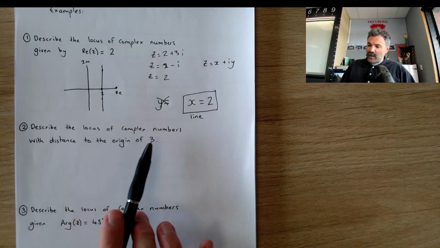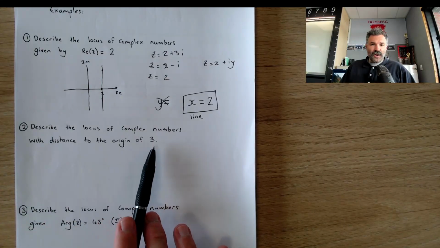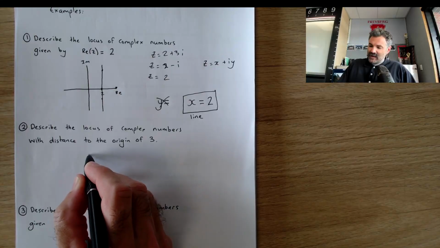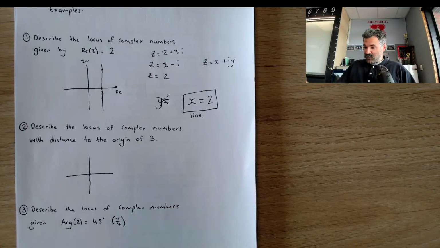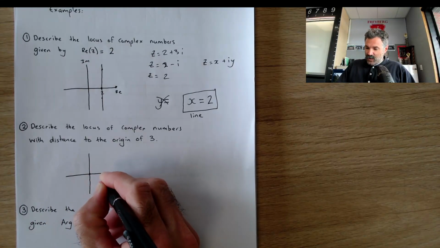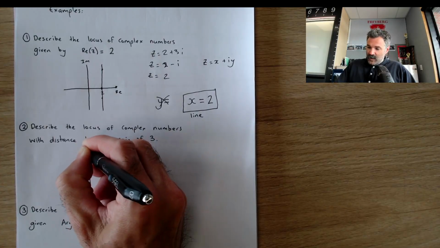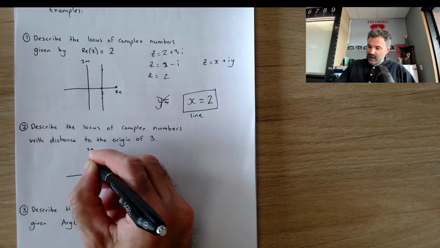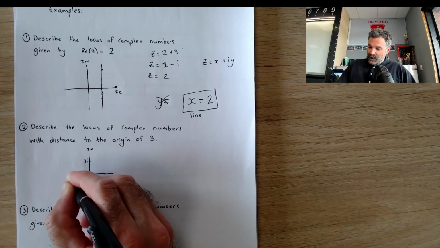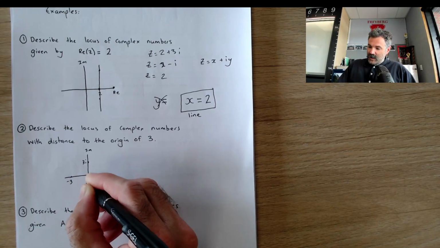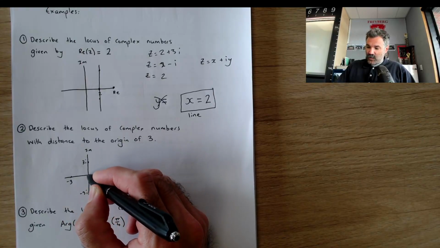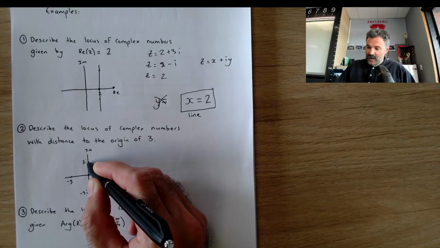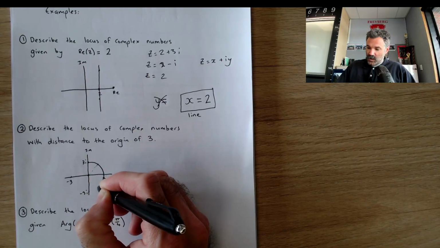Describe the locus of complex numbers with the distance to the origin of 3. So all complex numbers that have a distance to the origin, remember our origin is right here in the middle, a distance of 3. So we can take the four extreme ones, 3 here in my real, 3 in my imaginary, negative 3 over here, and negative 3i. So they all have a distance to the origin of 3. But if you've tackled any question similar to this before, you realize that there's a whole lot of points. Like if I make a distance here that's 3, it actually becomes all the points on this circle.